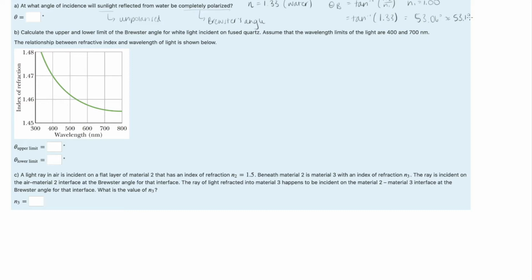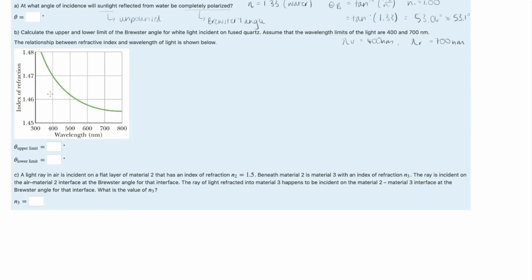Part B. Calculate the upper and lower limit of the Brewster angle for white light incident on fused quartz. Assume that the wavelength limits of the light are 400 and 700 nanometers. Okay, cool. So we have two wavelengths of light. For violet, it's 400 nanometers, and for red, it is 700 nanometers. And the relationship between refractive index and wavelength of light is shown below.